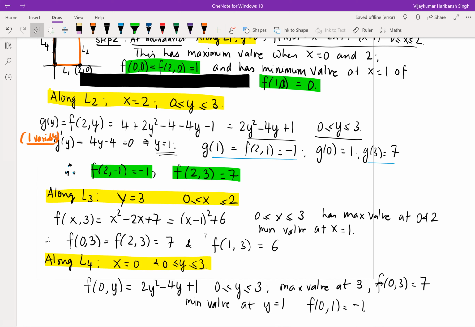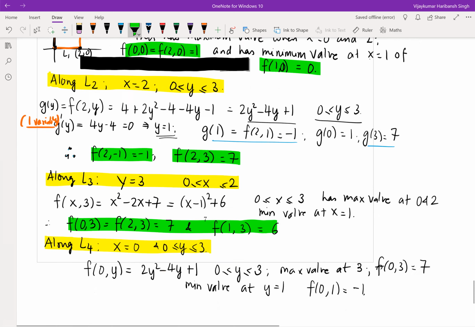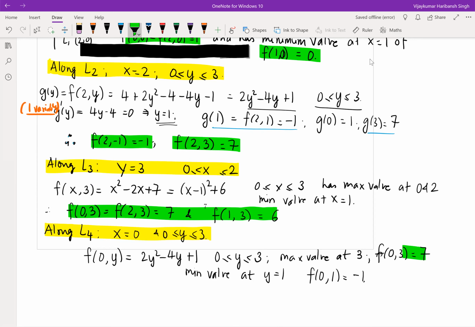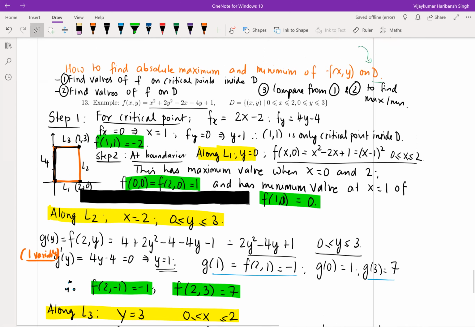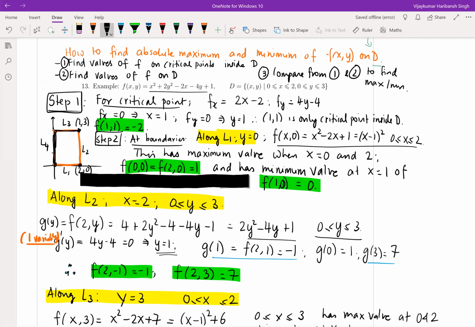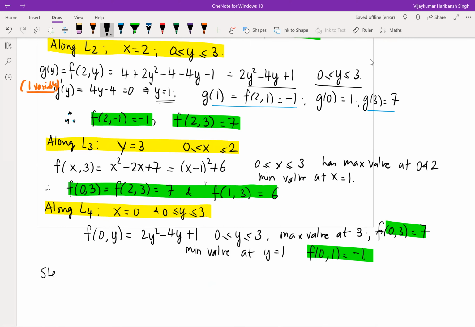And along this, we have these values to compare. And along L4, we have these values to compare. So among all this, which is the largest value? This was step 1, this was step 2, and now step 3, comparing all the values. So step 3, if we compare all these values, you'll see that the largest value is basically 7.